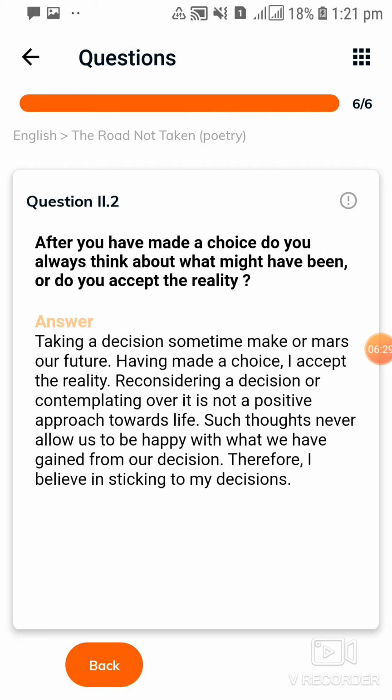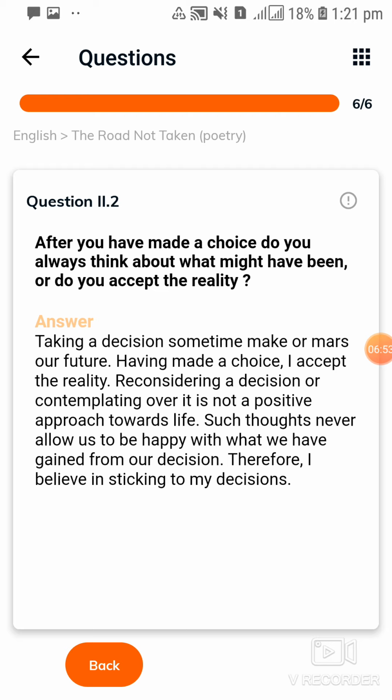Reconsidering a decision or contemplating over it is not a positive approach towards life. Such thoughts never allow us to be happy with what we have gained from our decision. Therefore, I believe in sticking to my decisions.